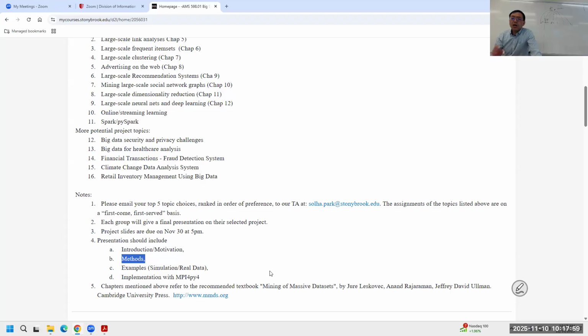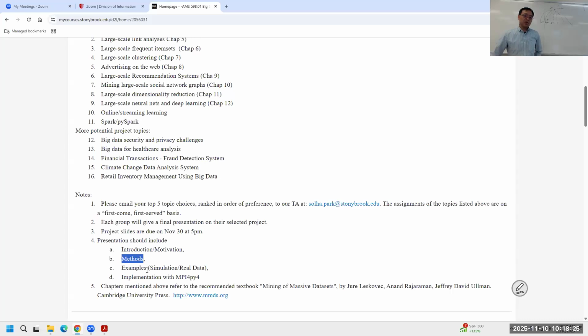The method is like a general method for a small data set, say clustering, right? Clustering can work for a reasonably small data set. Once you have introduced the general method, you then show how the method can be adapted to big data, okay? So the method part includes both.